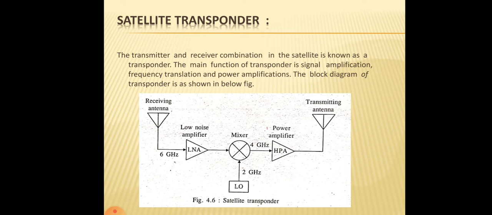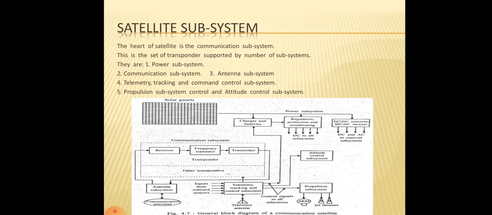Okay. The next one, we will be studying about the satellite subsystem. So here is the general block diagram for a communication satellite. The heart of the satellite is what? The communication subsystem. What all will it consist of? First, the power subsystem, then the communication subsystem, then the antenna subsystem, then the telemetry, tracking and command control subsystem, the propulsion subsystem, and the attitude control subsystem.